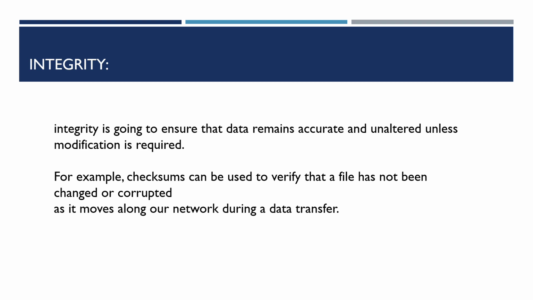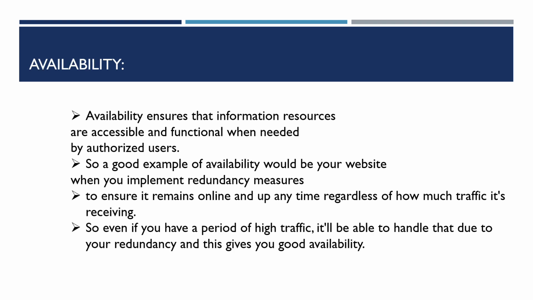Now, integrity is going to ensure that data remains accurate and unaltered unless modification is required. For example, checksums can be used to verify that a file has not been changed or corrupted as it moves along our network during a data transfer. Availability ensures that information resources are accessible and functional when needed by authorized users. So a good example of availability would be your website. When you implement redundancy measures to ensure it remains online and up anytime, regardless of how much traffic it's receiving. So even if you have a period of high traffic, it'll be able to handle that due to your redundancy. And this gives you good availability.